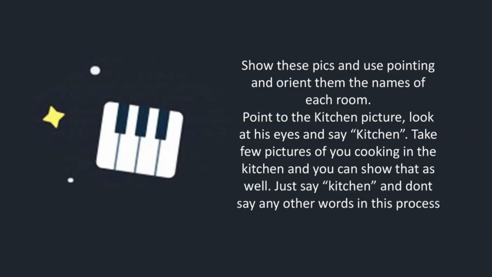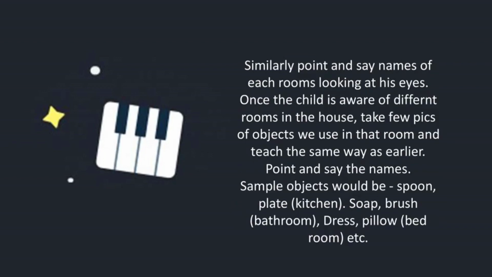Point to the kitchen picture, look at his eyes and say kitchen. Take a few pictures of you cooking in the kitchen and you can show that as well. Just say kitchen. Don't say any other words in this process. When you do pointing, look at the child's eyes. That is more important, and keep it in a fun way. Similarly, point and say the names of each room, looking at his eyes.